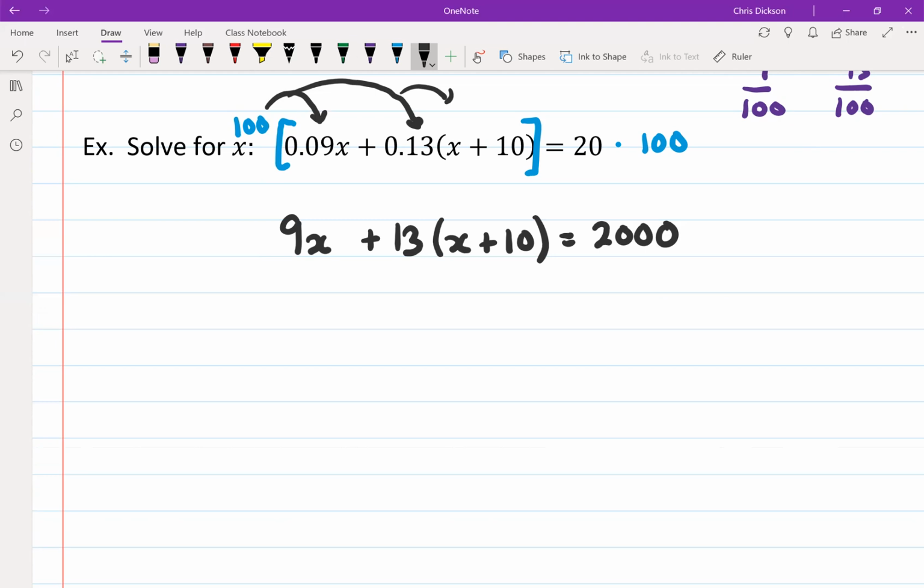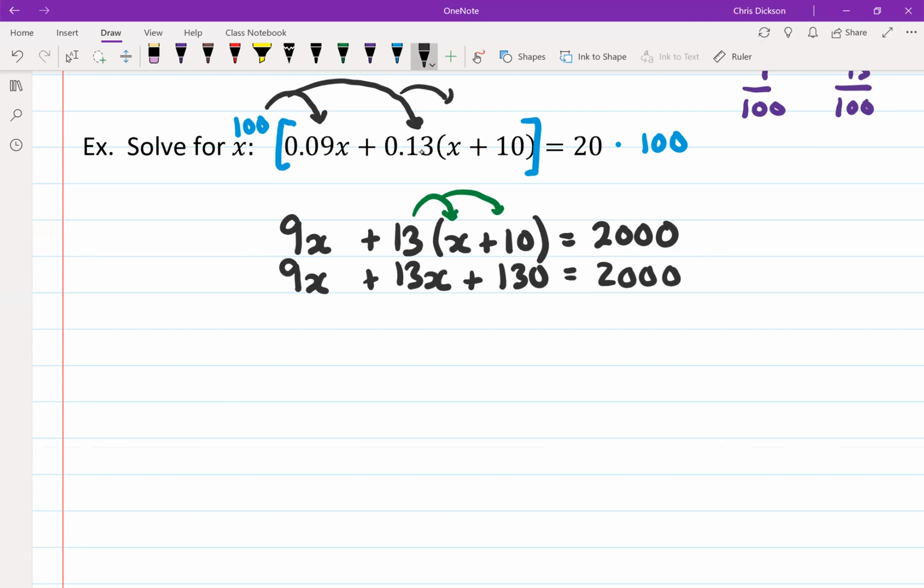Okay, so now I'm going to do some more distribution. So I'm going to say that's 9x. I then have to distribute this into that binomial. So that's going to give me 13x, and then I'm going to go plus 130 is equal to 2000.